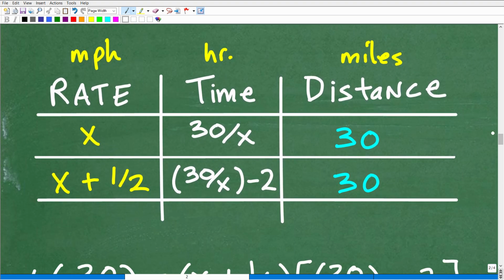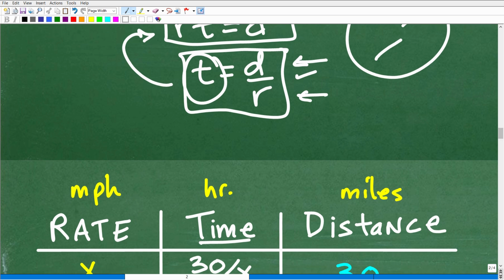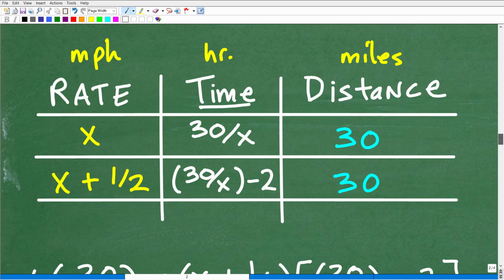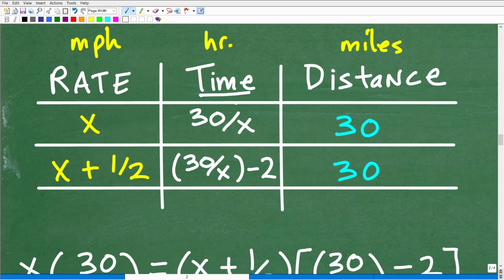All right, so here we know that time, we just talked about that, we can define as distance divided by rate. So let's go ahead and do this here. If time is distance divided by rate, this time here would be the distance, 30, divided by the rate of x. So the time this man took to walk 30 miles at x miles per hour would be 30 over x.